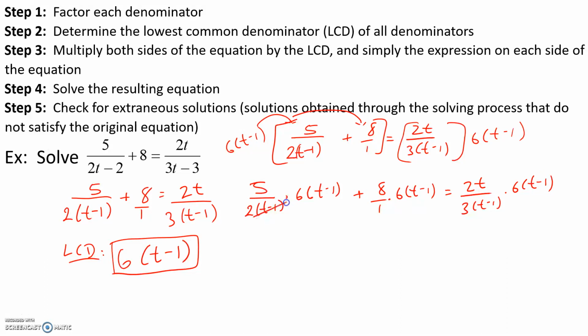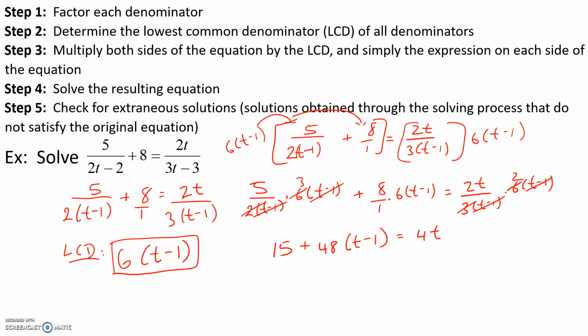Let's cross cancel. T minus 1 divides to be 1. 2 goes into 6 3 times. We have 5 times 3, so our first term is 15. Here, nothing cross cancels, but we do multiply the 8 times 6 because they're both on the outside of the parentheses. So we would get 48 times the quantity t minus 1. On the right side, the t minus 1's cross cancel. 3 goes into 6 2 times, and 2t times 2 will be 4t. This is our resulting answer.